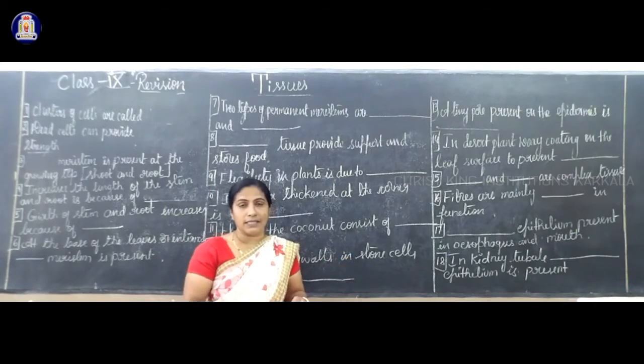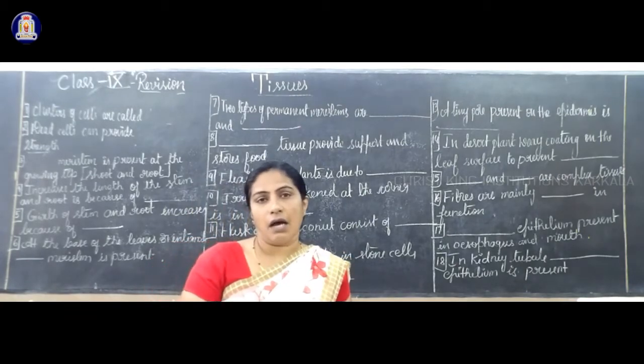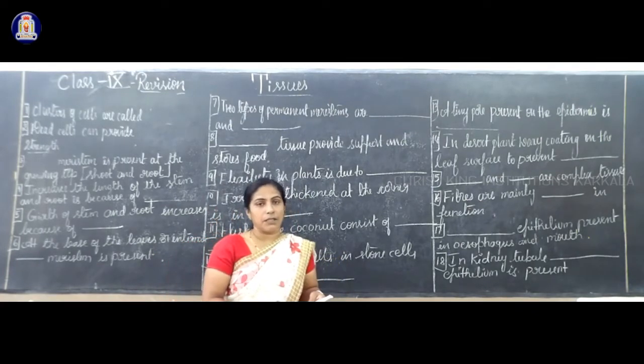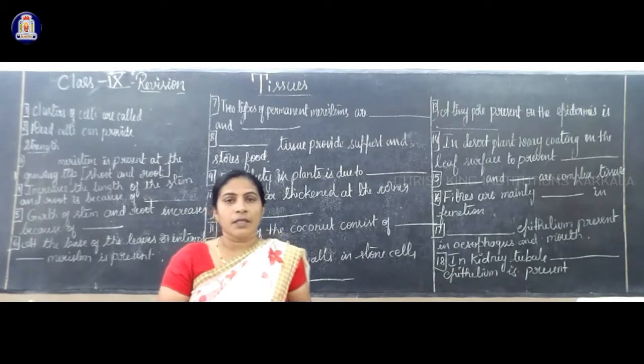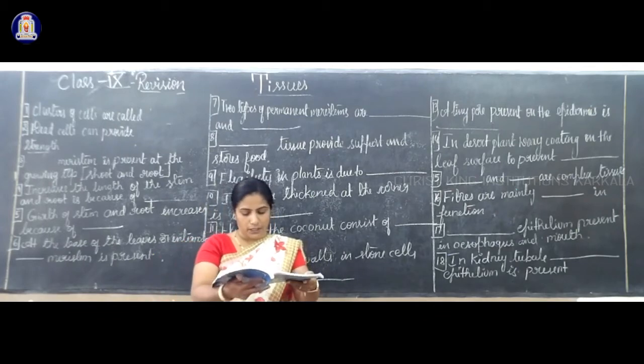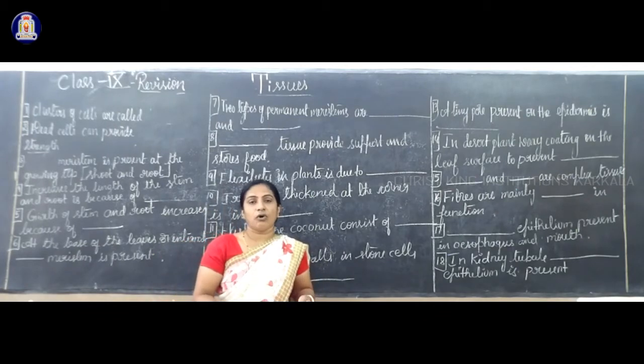According to your syllabus, for this year's half-yearly or midterm examination, there are two chapters. One chapter is deleted, that is, Fundamental Unit of Life, the cell. The second and third lessons are there, that is, chapter 6, Tissues, page number 68 onwards.